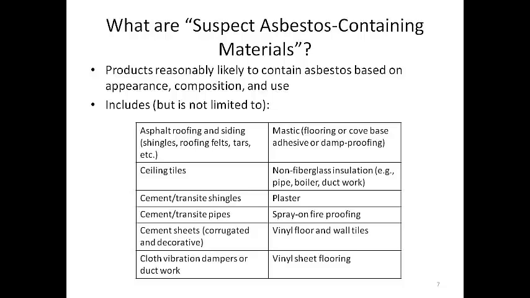All this is to say that there remain many, perhaps thousands, of suspect materials on the market today. So contractors and homeowners doing renovation or demolition activities need to be attentive to the likelihood of coming across suspect ACM, no matter the age of the structure. Broadly speaking, the definition of suspect ACM includes any product reasonably likely to contain asbestos based on its appearance, composition, and use. This slide lists a few of the common types of suspect ACM that can be found in buildings.